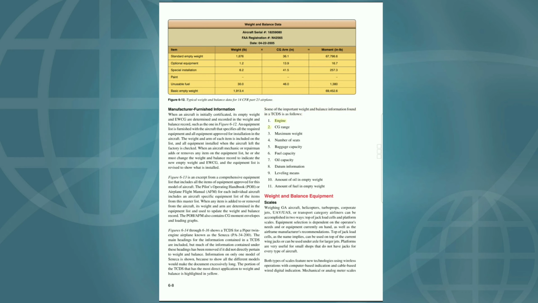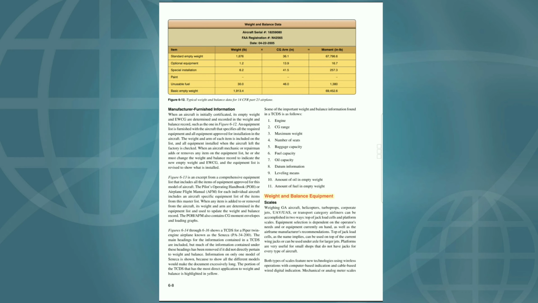1. Engine. 2. CG range. 3. Maximum weight. 4. Number of seats. 5. Baggage capacity. 6. Fuel capacity. 7. Oil capacity. 8. Datum information. 9. Leveling means. 10. Amount of oil in empty weight. 11. Amount of fuel in empty weight.